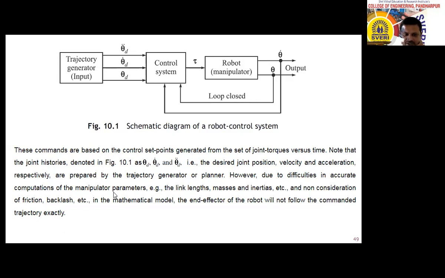Note that the joint history is denoted in figure 10.1 as theta d, theta d dot, and theta d double dot. That is the desired joint position theta d. Then theta d dot means its angular velocity, and theta d double dot means its angular acceleration, respectively, prepared by the trajectory generator or planner.